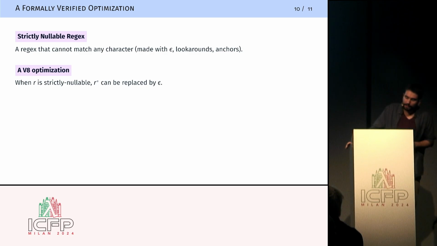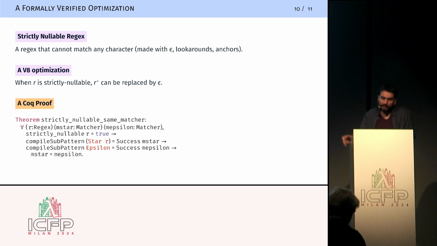And on standard regular expressions, this is quite easy, but in JavaScript, of course, we have a notion of priority, we have JavaScript-specific semantics for the star, we could have groups inside that regex and so on, but we were still able to prove the correctness of that optimization. So we could prove that if you compile R star or if you compile epsilon, you get some matcher functions that are completely equivalent.